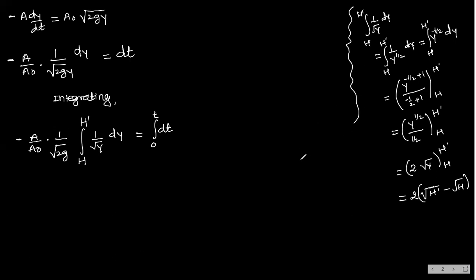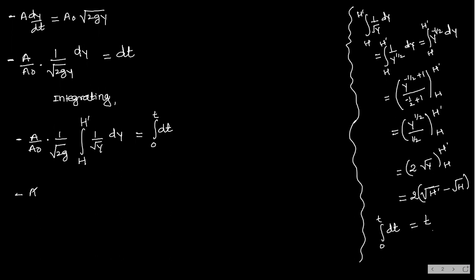Understood? Please ask. Yes, sir. Understood this complete part? Yes, sir. Understood, sir. Okay. And integration of 0 to t dt is what? You will get only t. Yes, no? So let's substitute these two in this equation now.